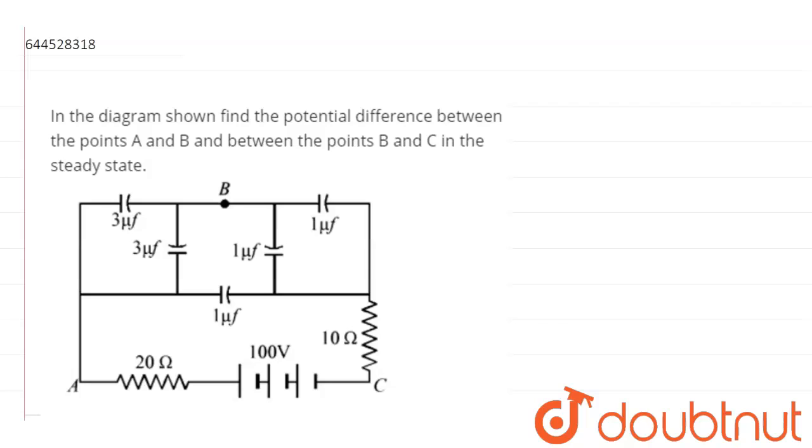In the diagram shown, find the potential difference between the points A and B and between the points B and C in the steady state. So the points A and B are here, and B and C. We have to find the potential difference between them.